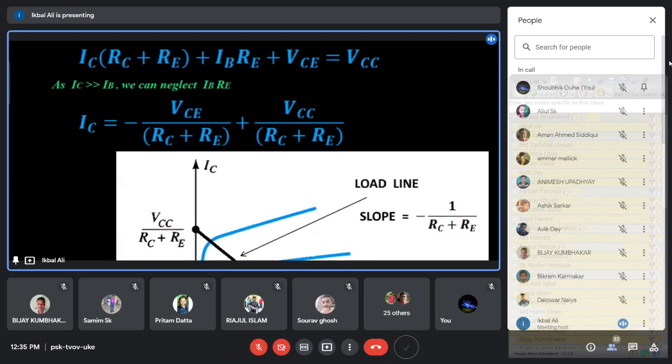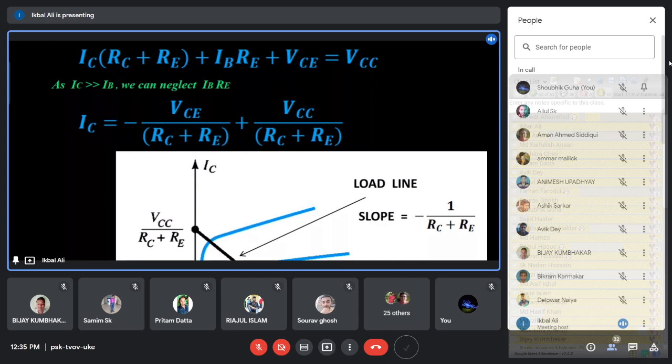So we have two loop equations. The first loop equation is the input loop, which gives you the base current. And the second loop equation is this one, which calculates the collector current and the collector emitter voltage. And the first loop equation gives you the base current and the base emitter voltage.